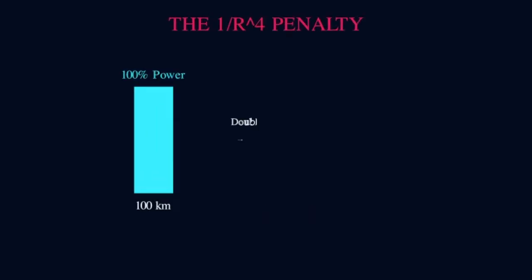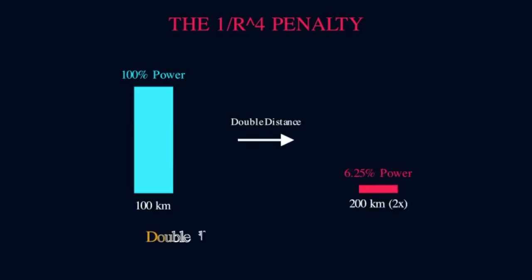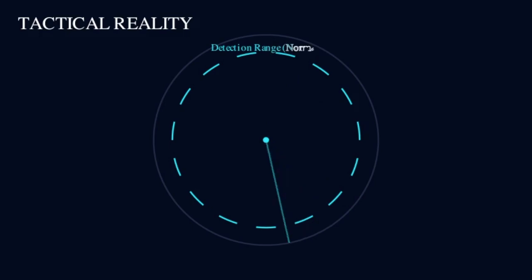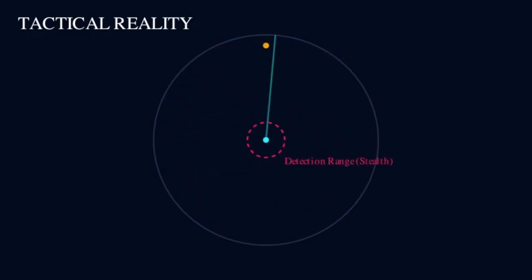How brutal is the 4th power? If you double the distance to a target, you don't get half the signal, you get 1/16. A small increase in range costs a massive amount of energy. This dictates tactical reality. A standard fighter is detected hundreds of miles away. A stealth aircraft reduces sigma so drastically that the radar can't distinguish it from noise until it is dangerously close.